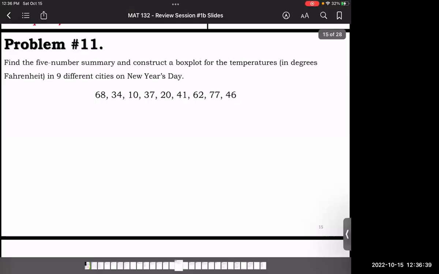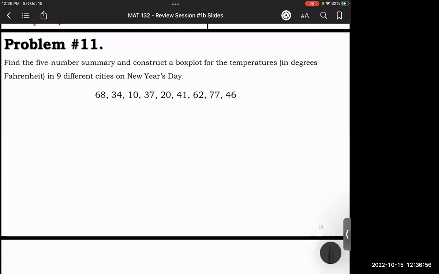Okay, so problem number 11 states that we have to find the 5-number summary and construct a box plot for the temperatures in degrees Fahrenheit in 9 different cities on New Year's Day. So the 5-number summary, does anybody know what it consists of?